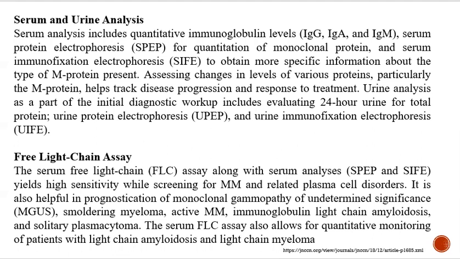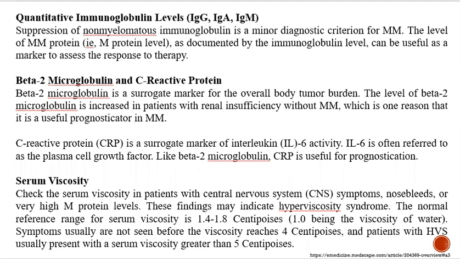disorder and related plasma cell disorders. It's also helpful in prognostication of monoclonal gammopathy of undetermined significance, smoldering myeloma, active multiple myeloma, immunoglobulin light chain amyloidosis, and solitary plasmacytoma. The serum light chain analysis assay also allows quantitative monitoring of patients with light chain amyloidosis and light chain myeloma. Suppression of non-myelomatous immunoglobulin is a minor disease criterion for multiple myeloma, and the level of M protein, as can be documented by the immunoglobulin level, can be useful as a marker to assess the response to therapy.